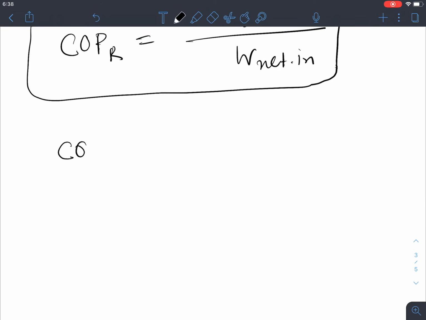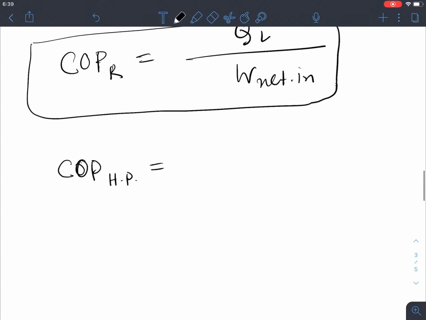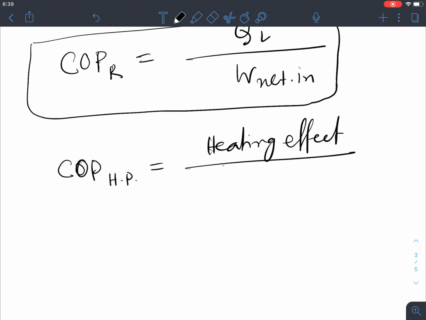Now let's take a look at what the COP of a heat pump is. The COP of a heat pump, COP_HP, is nothing but the heating effect divided by the work input, right?